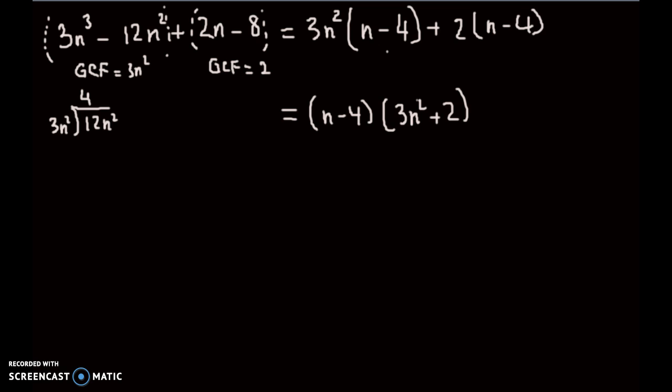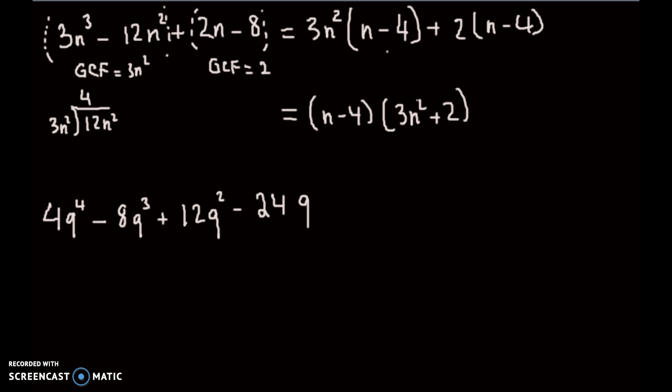Let's do another example. I have 4q to the 4th power minus 8q cubed plus 12q squared minus 24q, and I need to factor this out completely.